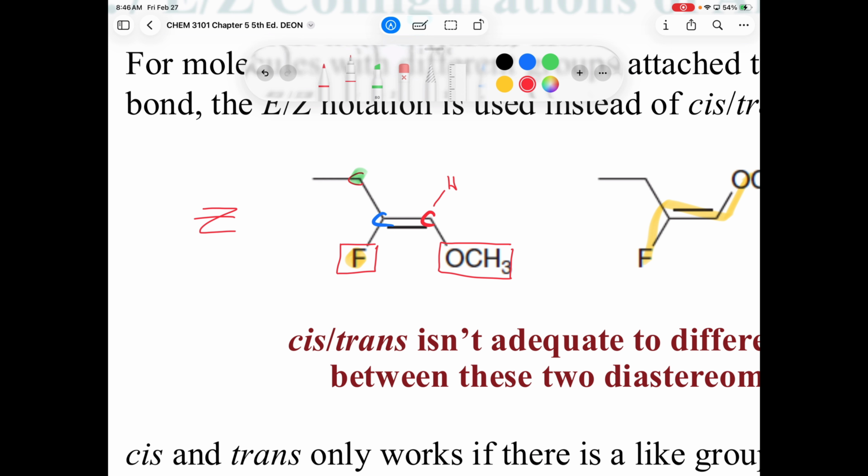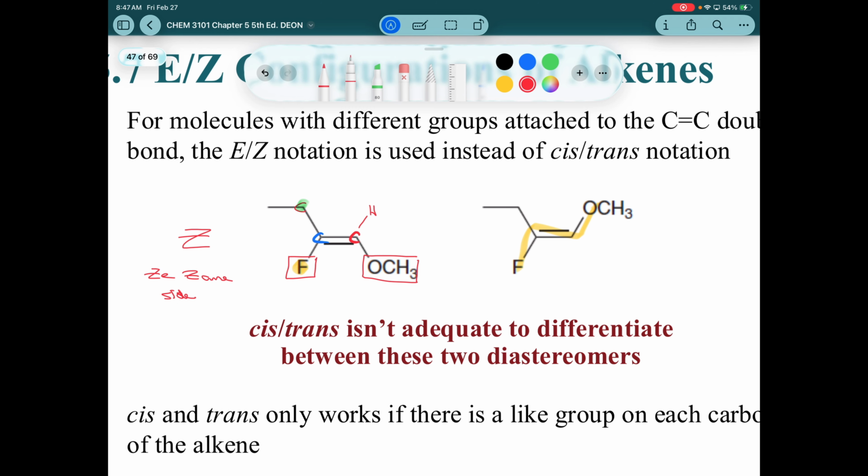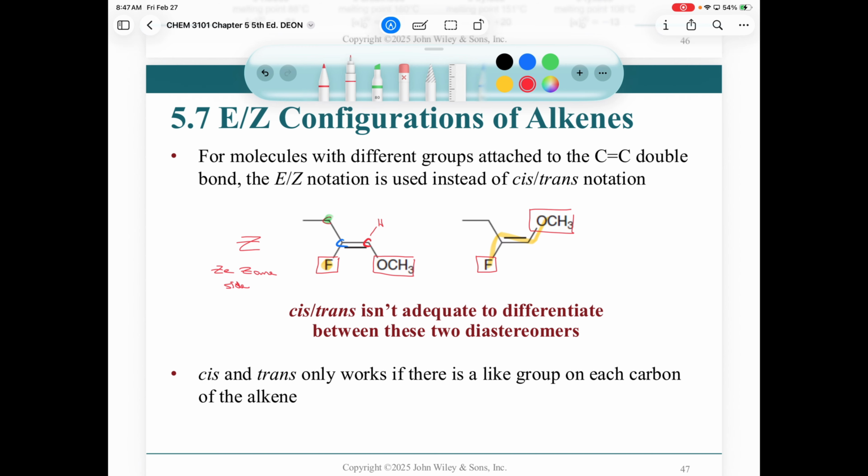Does that work? Zusammen is together, right? Together. I've taught this class for a long time. I told you I took German class, but anyhow, my students will say the same side. They have all kinds of funny ways of remembering these things. And then for the other one, we see the highest priority group again is the fluorine, and here we have the methoxy, but they're on opposite sides, and so for that we use E, which stands for entgegen. Or my students like to say opposite. They're opposite of each other. Again, these are things my students have taught me over the years.